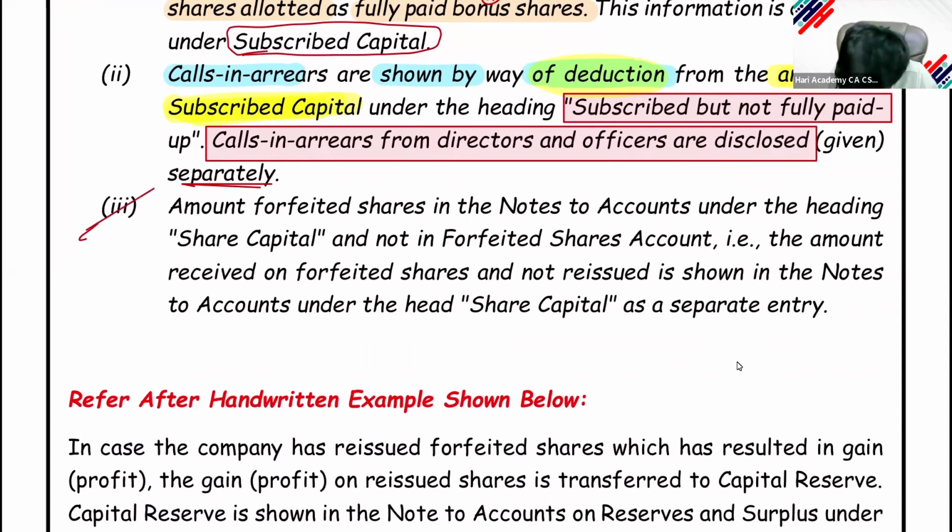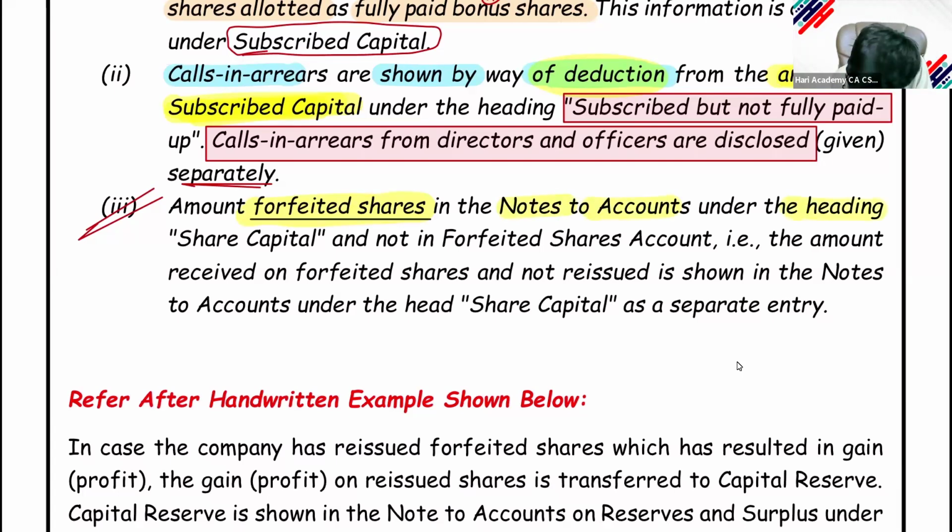Now, third point, crucial. Amount of forfeited shares is a gain for the business. Whatever that particular shareholder has already paid, that is also a gain. So the company gets a profit in terms of the amount also. It will get back the shares, and then again it can reissue the share. So it is double the profit.